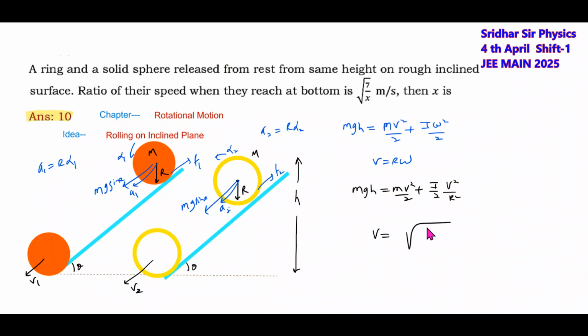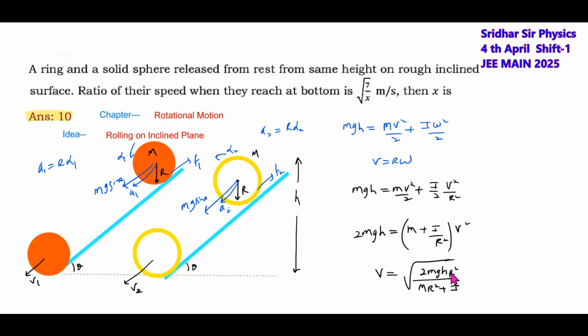Let me simplify one more step: v square equal to 2 mgh divided by m plus I by r square. The 2 is taken common and sent to the LHS of the numerator. So the expression for speed will be v equal to root of 2 mgh r square by mr square plus I, a generalized formula.